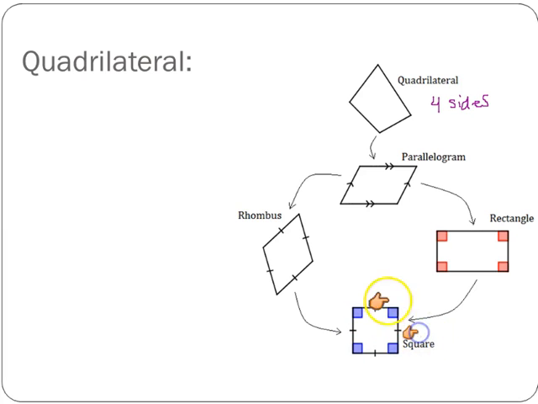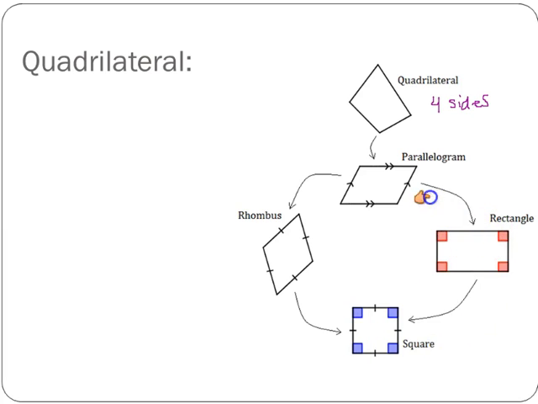Now what makes a square special is that all sides are going to be congruent. Not only are the opposite sides congruent, but all sides are congruent. And then all angles are 90 degrees. But as I noted before, all the properties it has are the same as a parallelogram. So a square is actually a parallelogram. It's a special type of parallelogram. And the same is true for a rectangle.